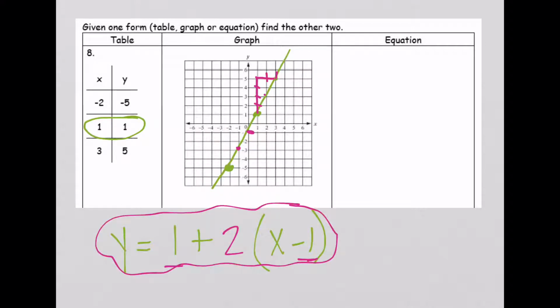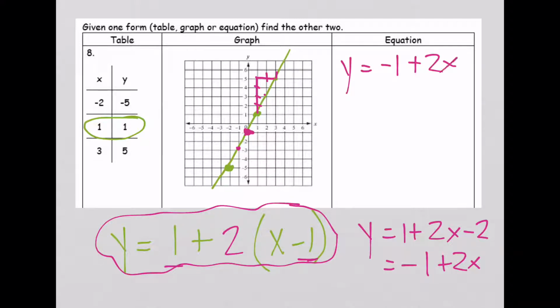This is good. I wouldn't mark this wrong, but it would be better if you distributed and made that just into a y equals mx plus b form. So y equals 1 plus 2x minus 2, and 1 minus 2 is negative 1. So that's like saying negative 1 plus 2x. So that tells me that my y-intercept was negative 1, and my slope was 2. So I don't mind if you like to write it backwards like this. That's okay. The best equation would probably be to write it like that. But of course you can tell through the commutative property that those are the same.